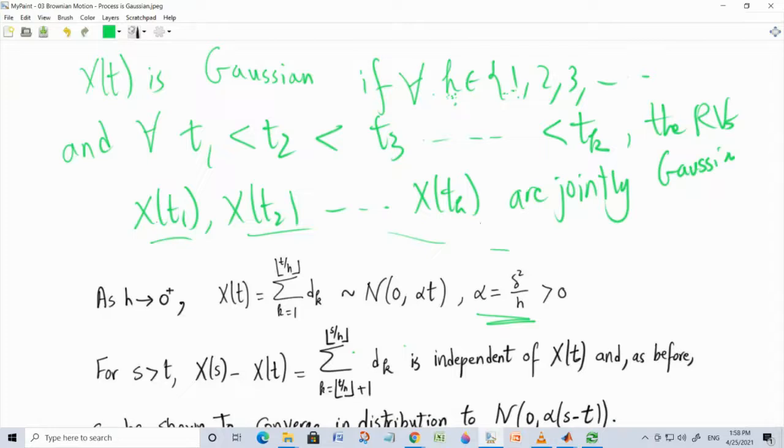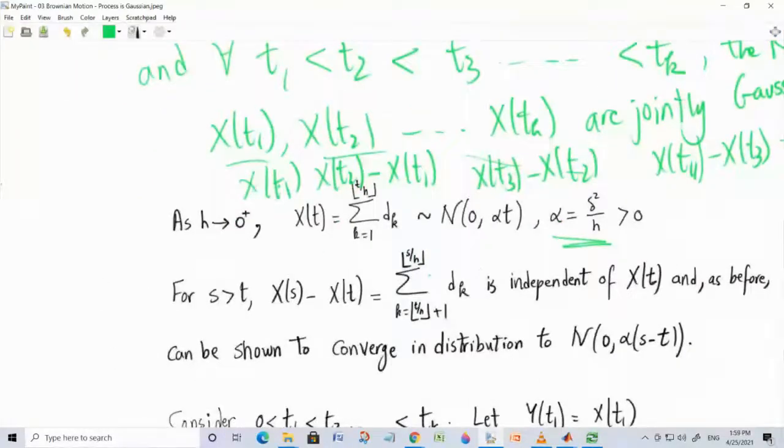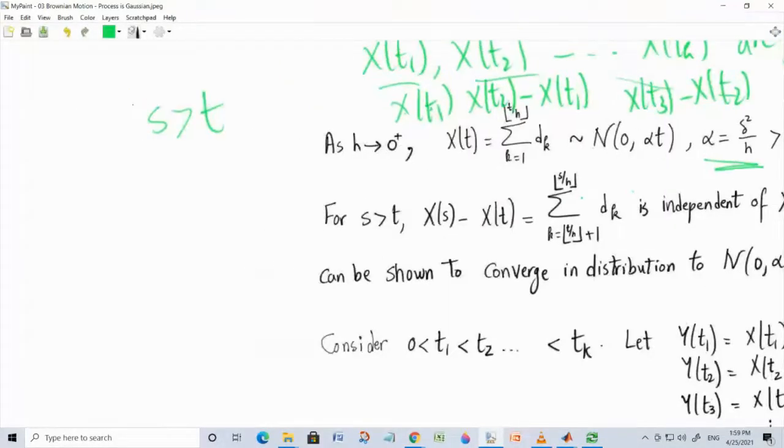Rather than getting this distribution, we will focus on this distribution: x of t1, x of t2 minus x of t1, x of t3 minus x of t2, x of t4 minus x of t3, and then we can basically obtain our distribution. What is the benefit of doing something like this? The benefit is the following. Suppose that you have s that is greater than t.